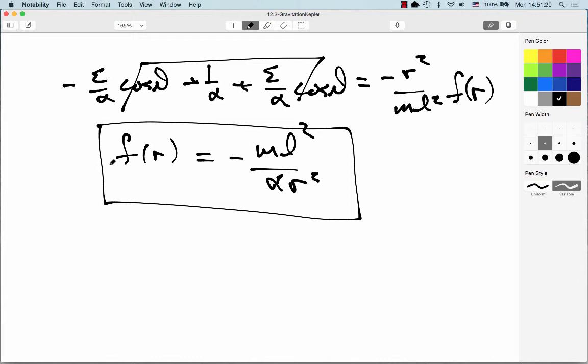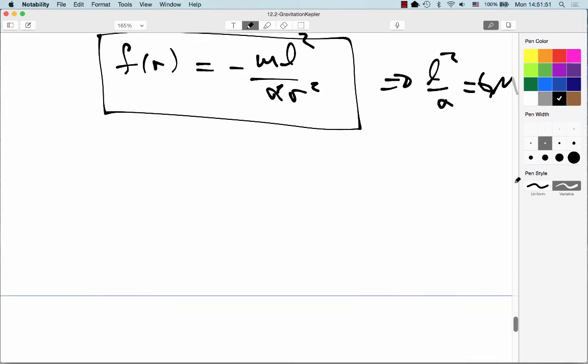So for this to match our GMm over r squared formulation, this requires that L squared over alpha equal GM. That ties between the free fall near the surface of the Earth picture and the planetary motion. But the key thing here is that Kepler's first law requires an inverse square law force.